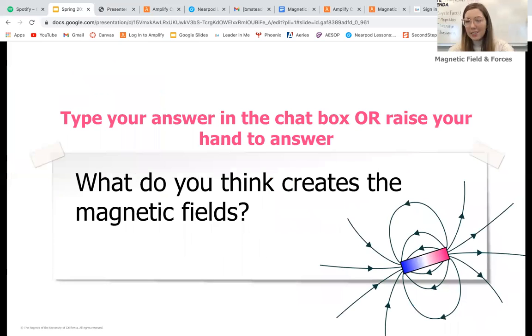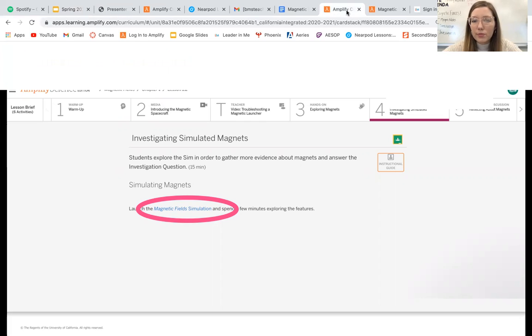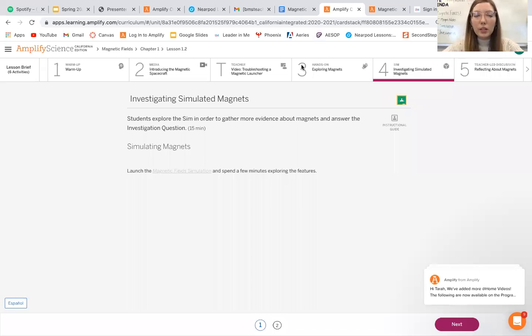And so now, what do you think creates these magnetic fields? How do these come about and what starts a magnetic field? What we're going to do is take a look at the simulation in Amplify. You can find this in the Magnetic Fields Unit, Chapter 1, Lesson 1.2. So I'm going to get that up really quick.